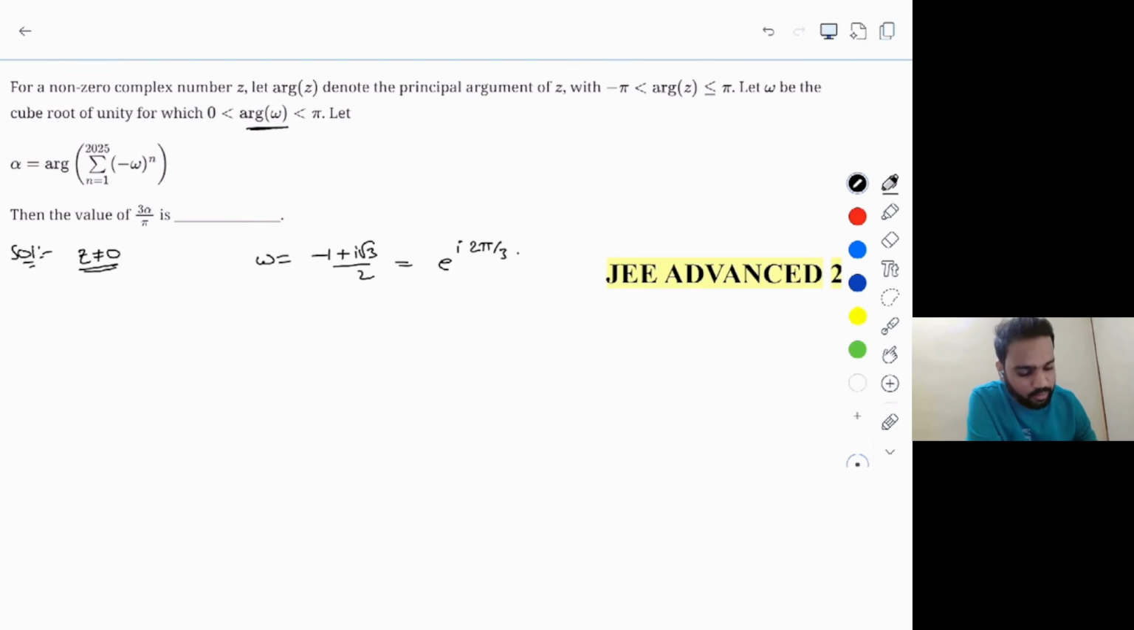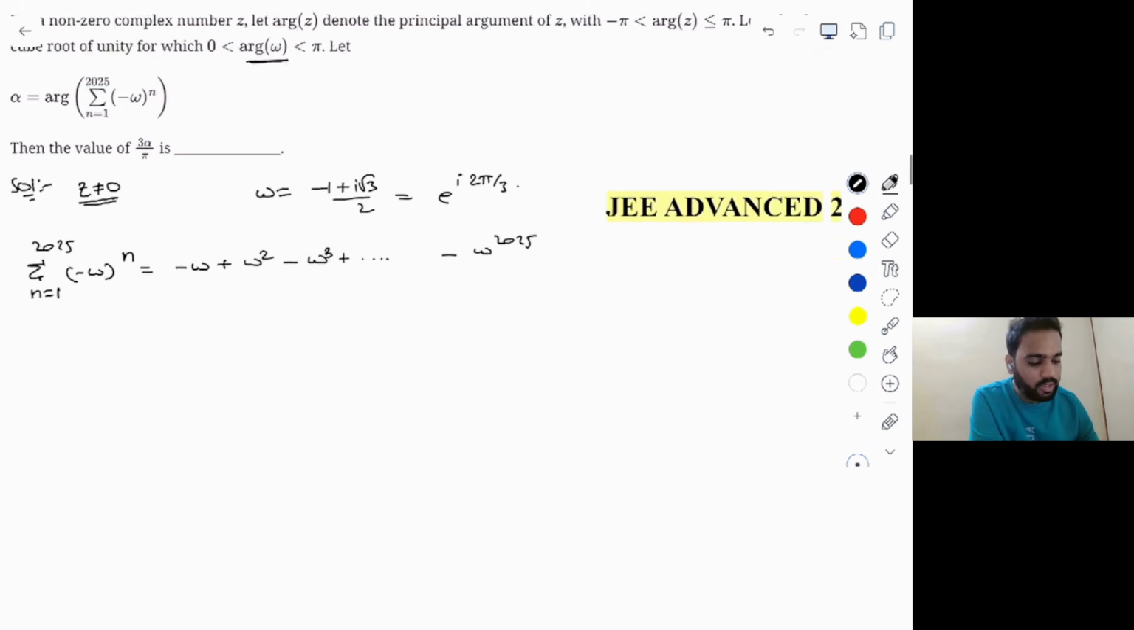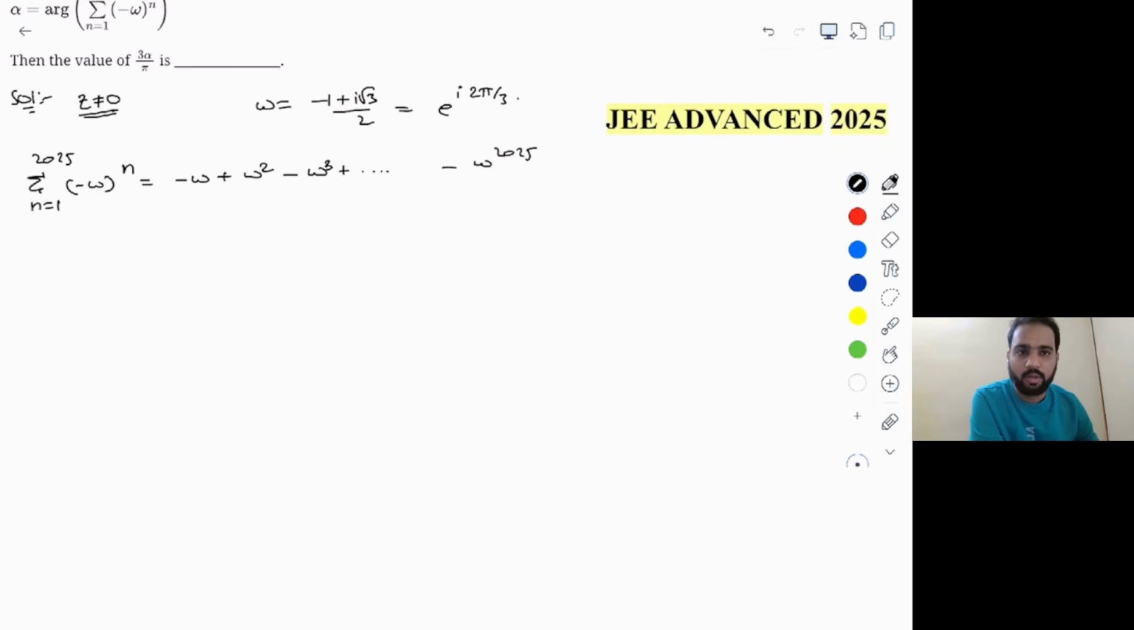Now, alpha is given. So first let us write down that sigma part, right? That is the sum from n equals 1 to 2025 of (minus omega) to the power of n. If you expand this, what you are going to get is obviously minus omega plus omega square minus omega cube and so on up to minus omega to the power of 2025. So very clearly, this is forming a geometric progression of 2025 terms where the first term is minus omega and the common ratio is also minus omega.